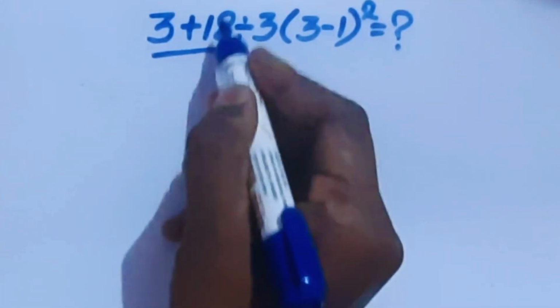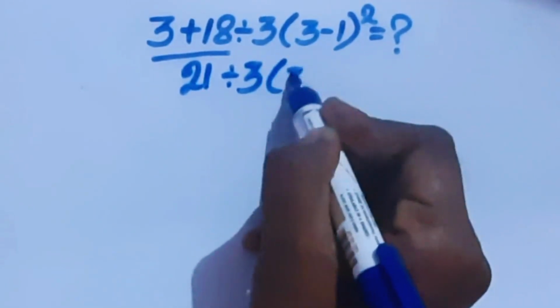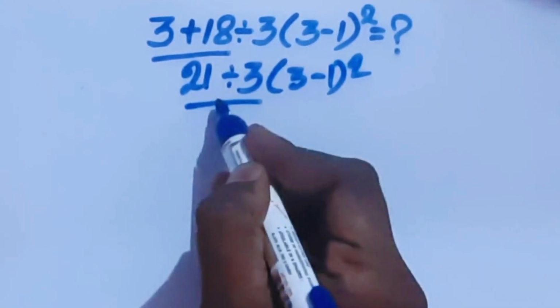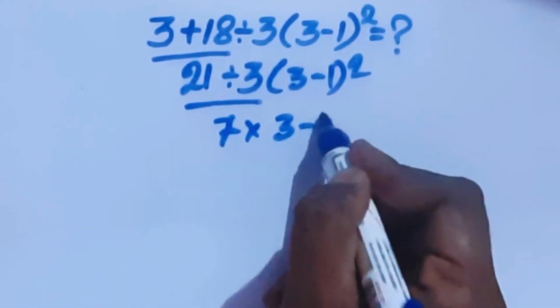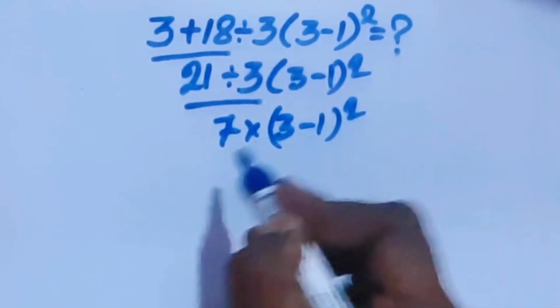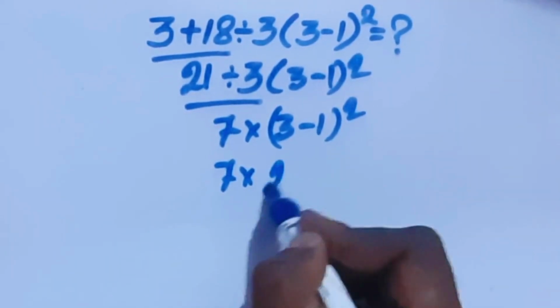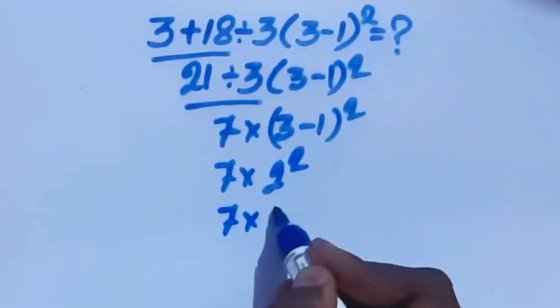Hi guys, here 3 plus 18 is 21, divided by 3 times (3 minus 1) in brackets, whole square. Here 21 divided by 3 is 7, times (3 minus 1) in brackets, whole square. Here 7 times (3 minus 1) is 2 square. Here 7 times 2 square is 4.